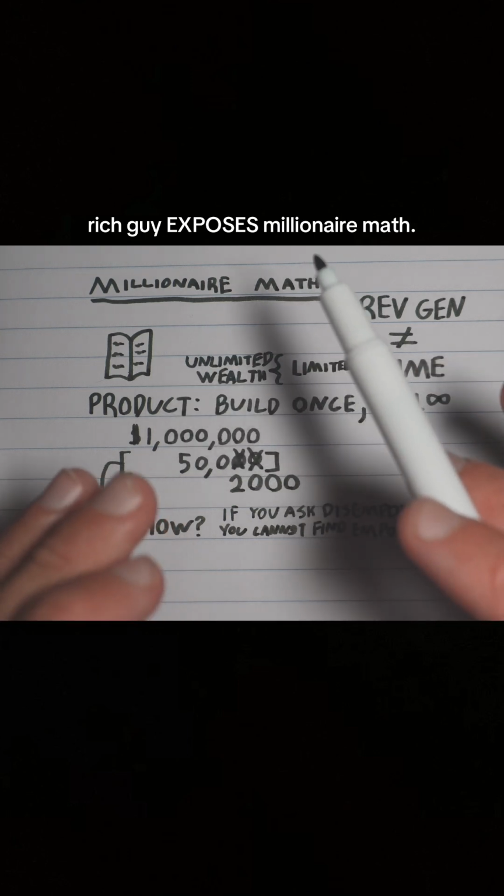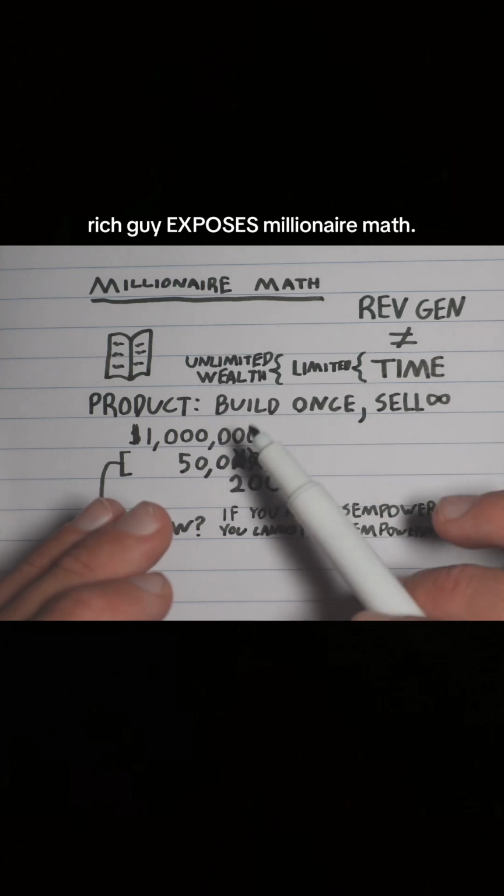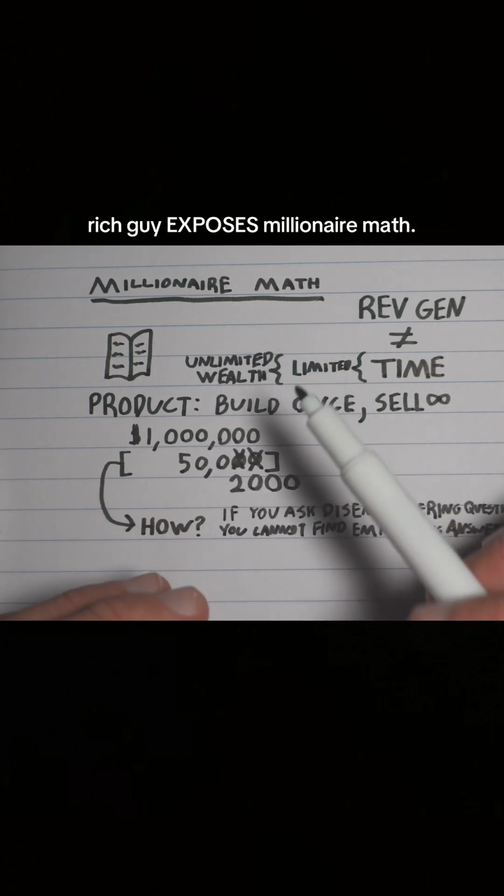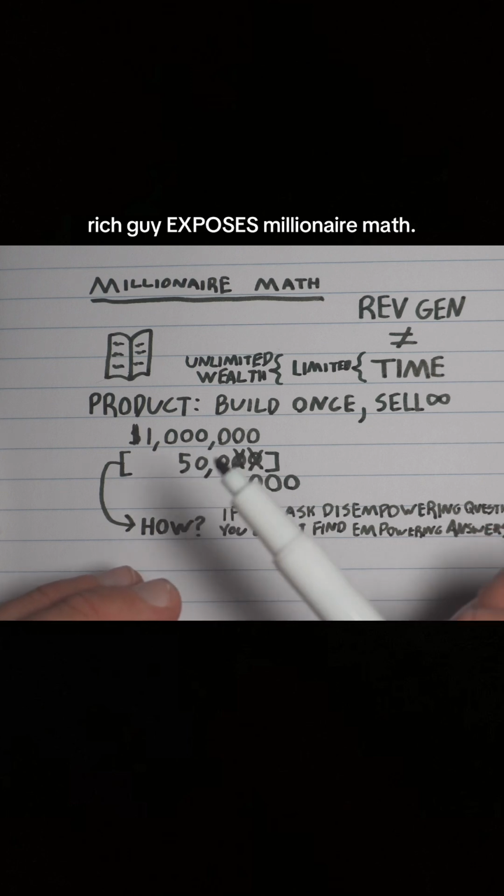This is an extremely simple breakdown, but millionaires do their math in this way. They are thinking, what is the fastest way that I can make this $1 million?